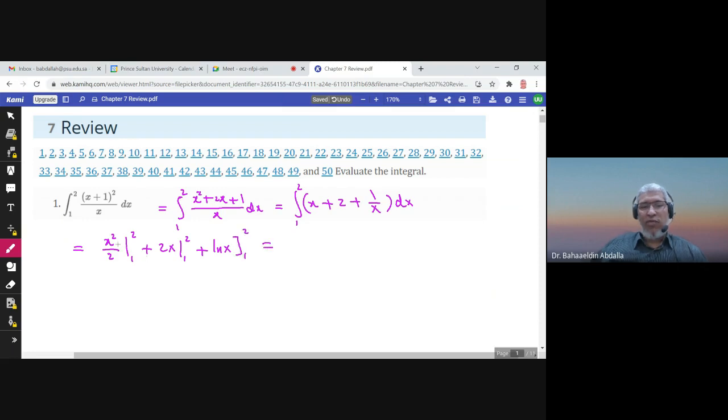So we will have 4 over 2, which is 2, minus half, and then plus 2 times 2 minus 1, or just 2, and then plus ln 2 minus ln 1, which is 0. So we will have 4 minus half, or 3.5, or 7 over 2, plus ln 2. That would be the answer.